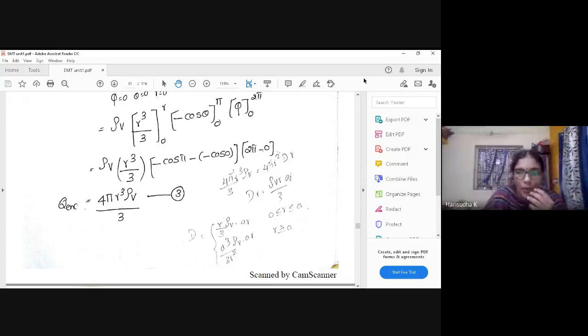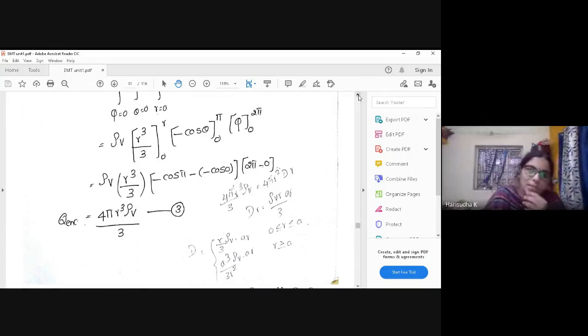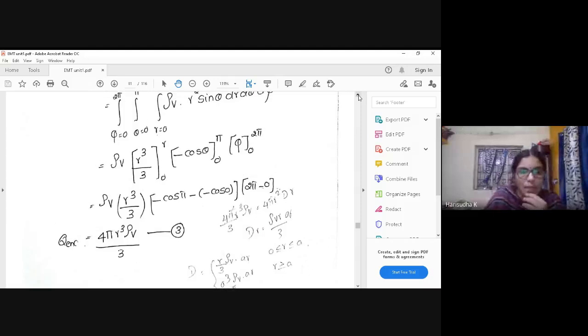Here, the only difference between the previous equation for case 1 and case 2 is that there the limits were 0 to a, here the limits are 0 to r. That is the only difference. So there we got a cube divided by 3, here we are getting r cube divided by 3. Otherwise both the equations are the same. The only difference is where you fix the point and what is the radius of that sphere.